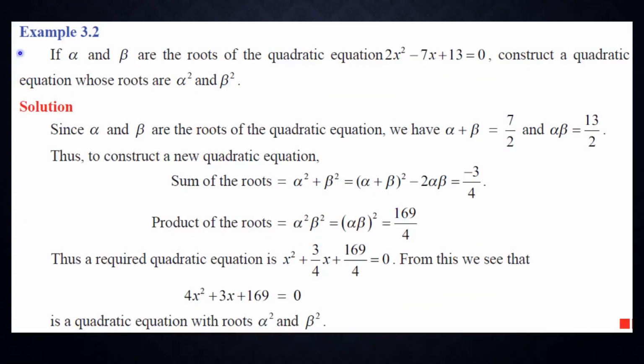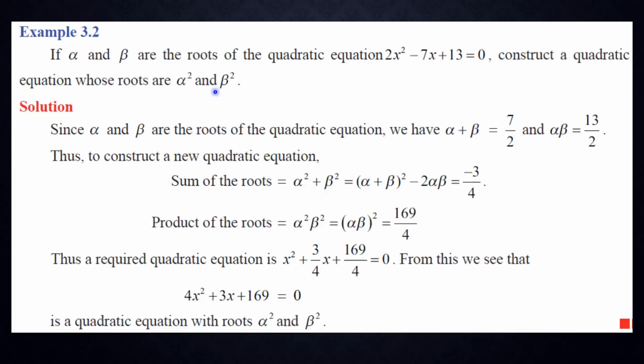Let us see the example, second sum in chapter 3. If alpha and beta are the roots of the quadratic equation 2x squared minus 7x plus 13 equal to 0, then construct a quadratic equation whose roots are alpha squared and beta squared. So the question asks: if alpha squared and beta squared are the roots, what will the quadratic equation be?